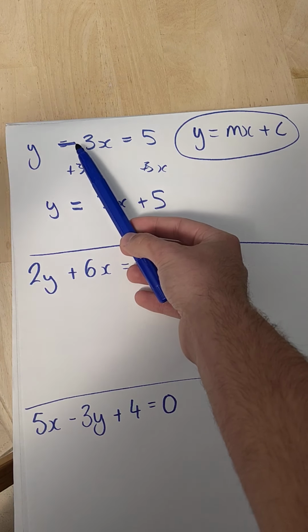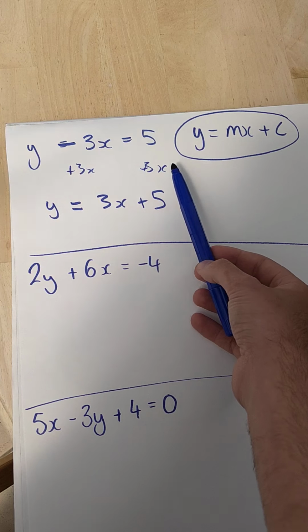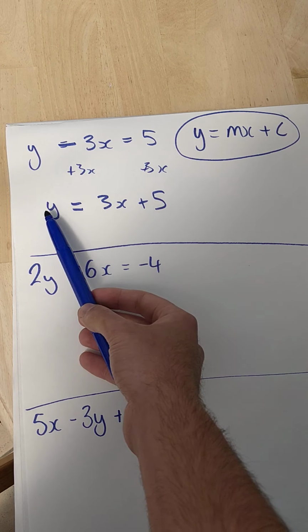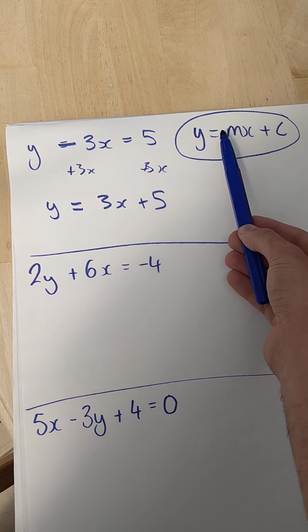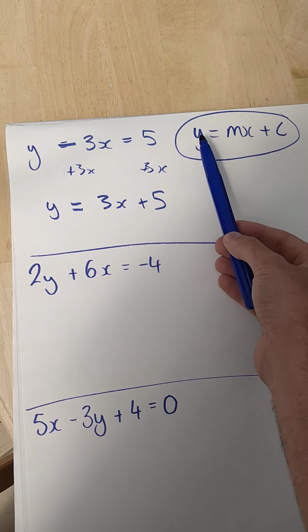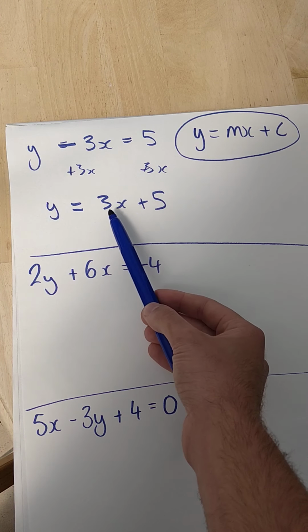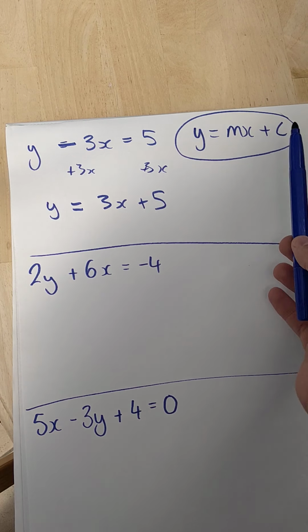So this 3x goes over to the other side. I add it on here, add it on here. Whatever I do to one side, I have to do to the other. And I get y equals 3x plus 5. Now, if you look at that, it looks like it's in this form: y equals something x, in this case 3, plus c, plus 5.